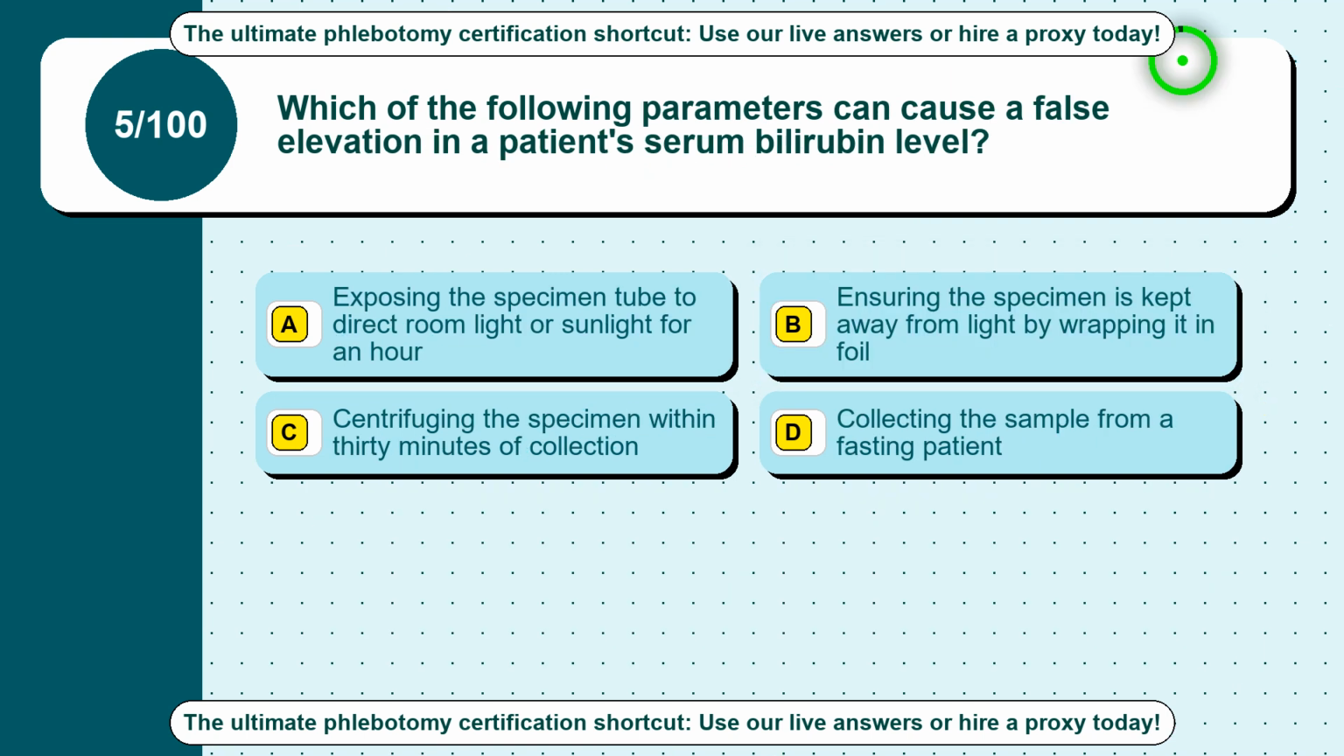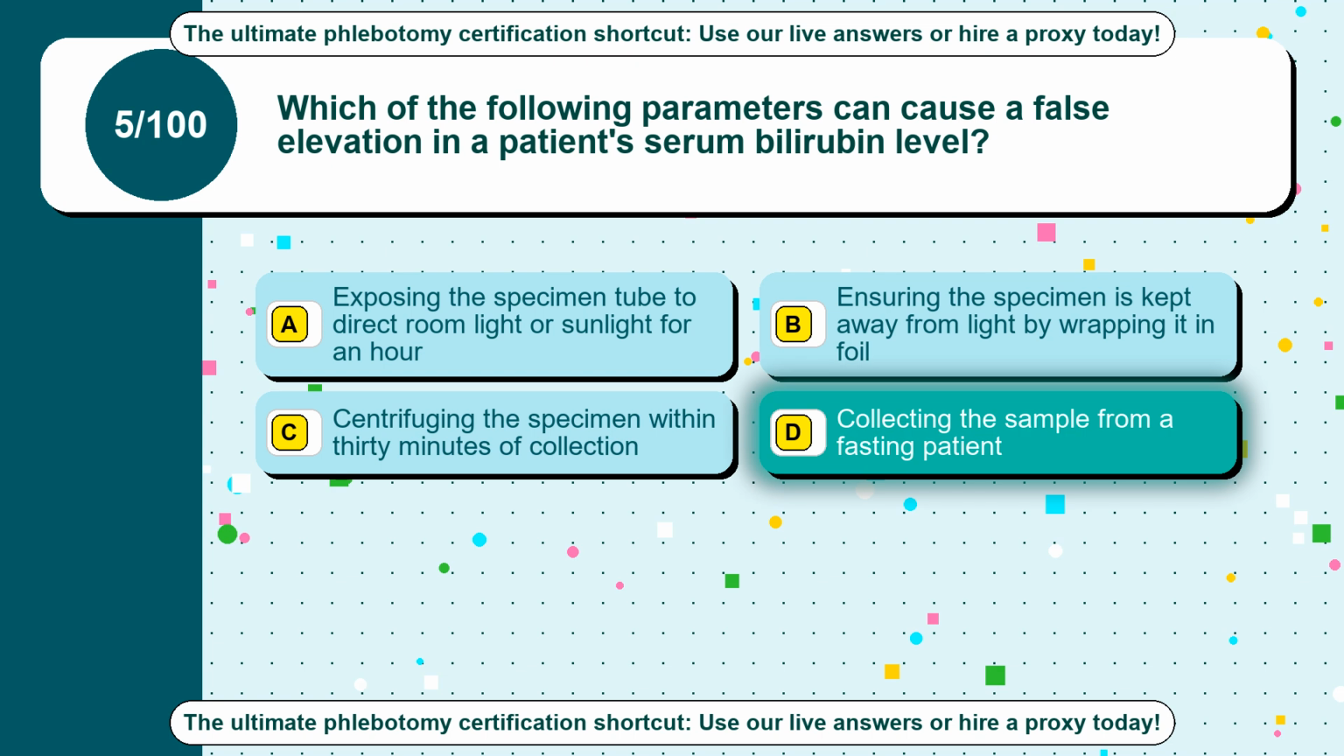Question 5. Which of the following parameters can cause a false elevation in a patient's serum bilirubin level? Option A. Exposing the specimen tube to direct room light or sunlight for an hour. Option B. Ensuring the specimen is kept away from light by wrapping it in foil. Option C. Centrifuging the specimen within 30 minutes of collection. Option D. Collecting the sample from a fasting patient.